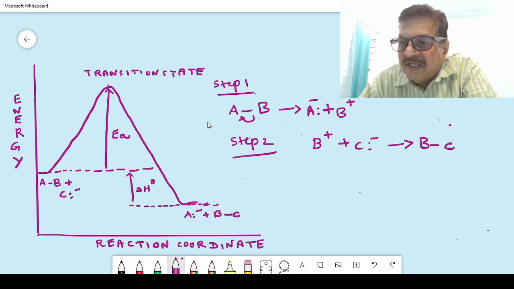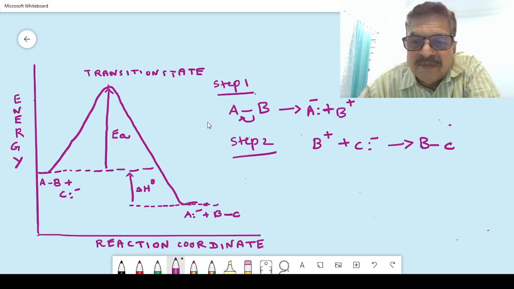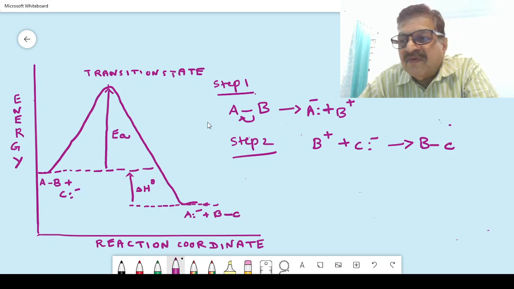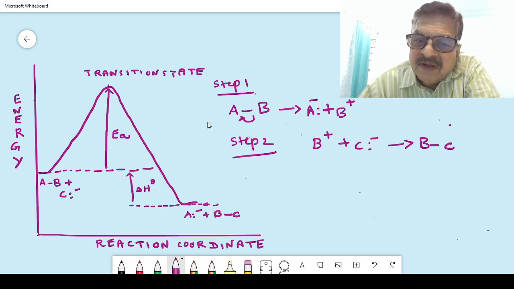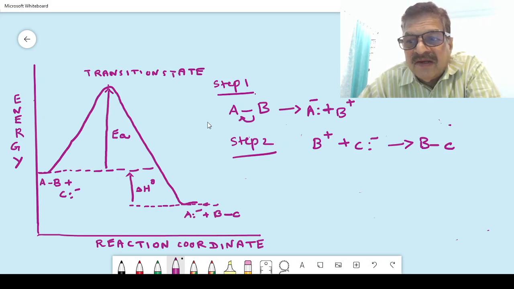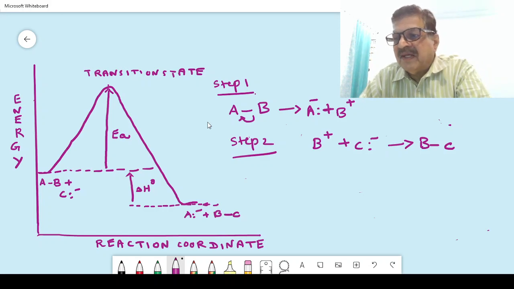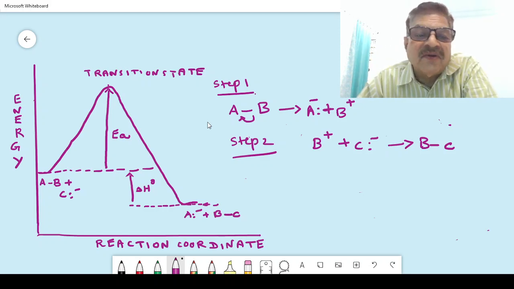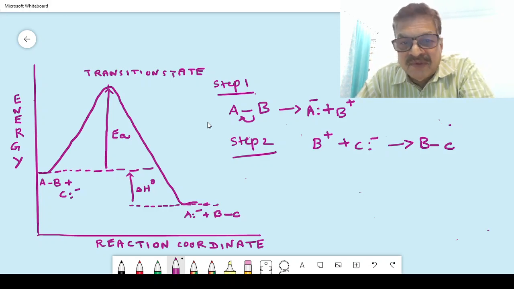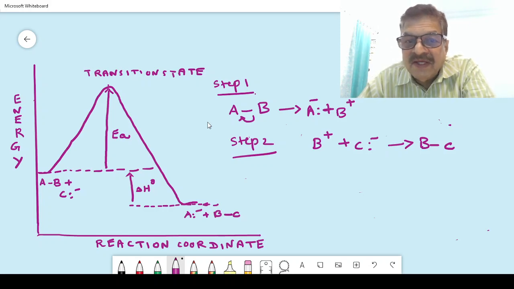So when we draw the energy diagram, each step will have its own energy barrier. That is a transition state here. There will be two transition states, a transition state for step 1 and a transition state for step 2. That is two energy barriers. We can draw two diagrams here. And if you want, we can draw a combined diagram also here. Here, step 1. What is the step 1?